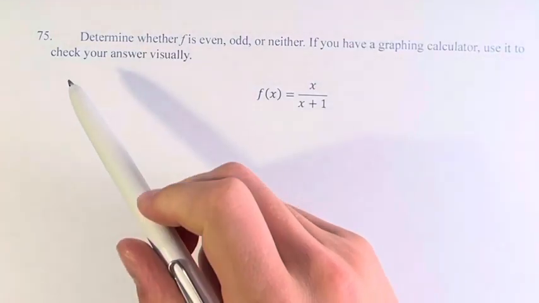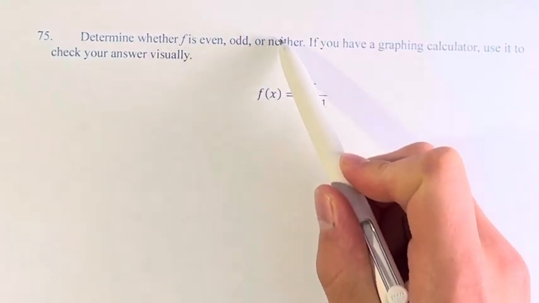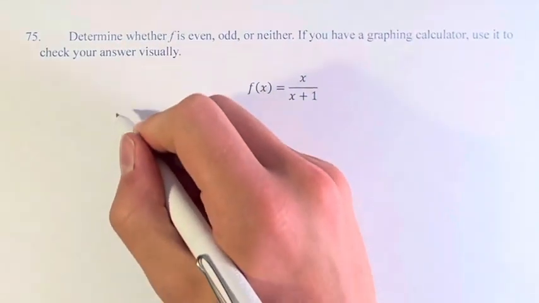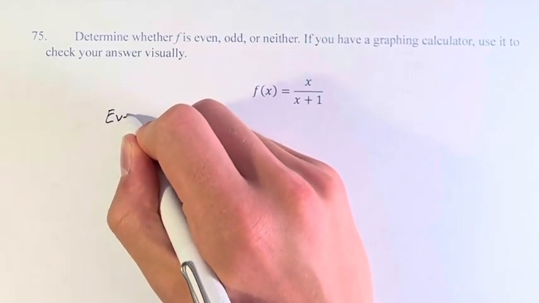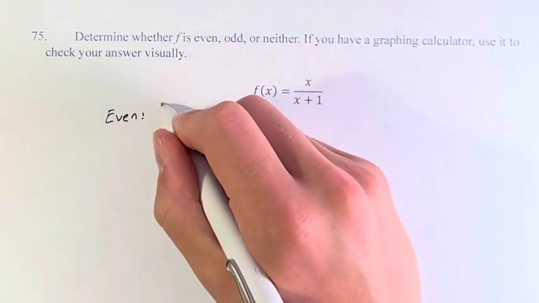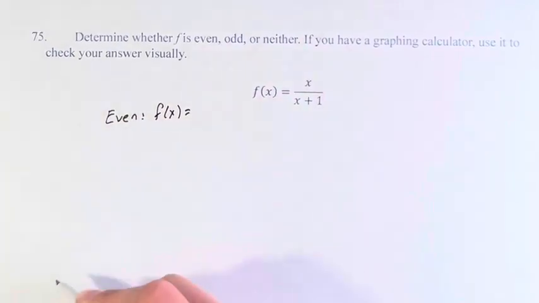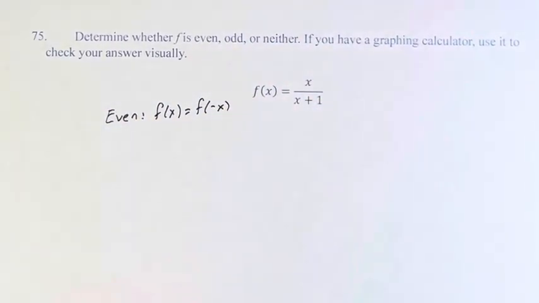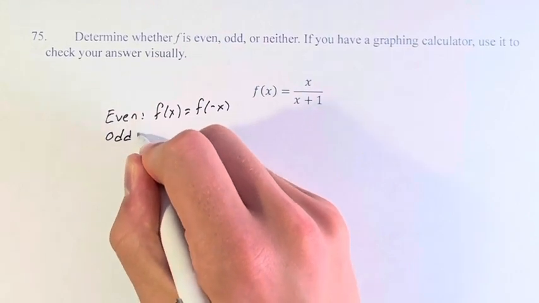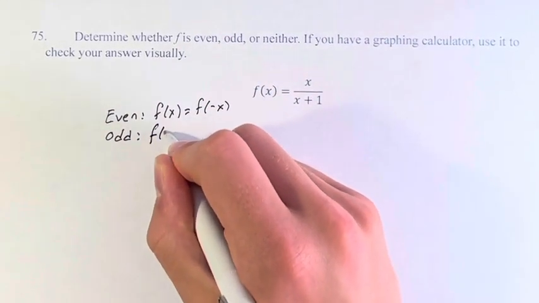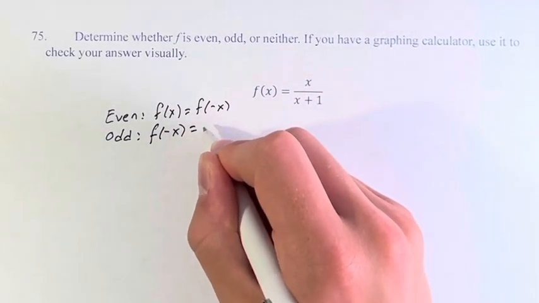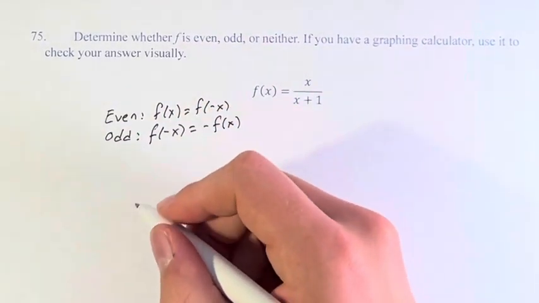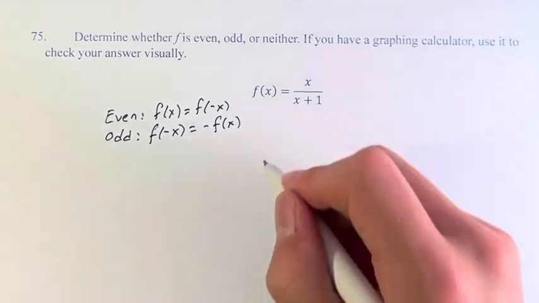In this problem, we're asked to determine whether f is even, odd, or neither for f of x is equal to x over x plus 1. So if f is even, that means that f of x is equal to f of negative x. And if f is odd, that means that f of negative x is equal to negative f of x. So what we have to do to test this is to find f of negative x.